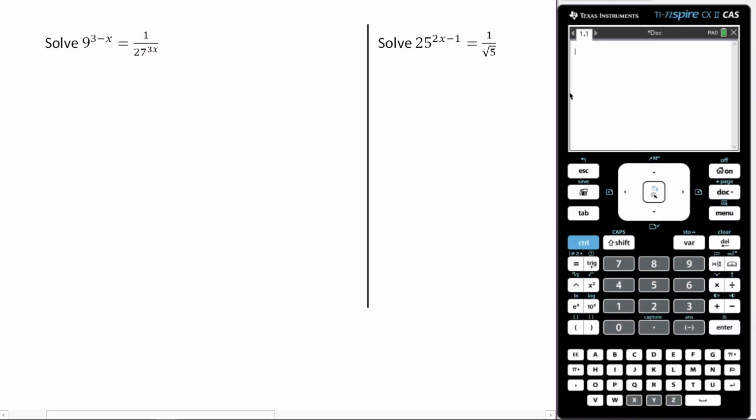We are going to work through some more examples here. You might like to pause the video and see if you can do it yourself. All right, let's launch into it. Okay, what are we going to do here?